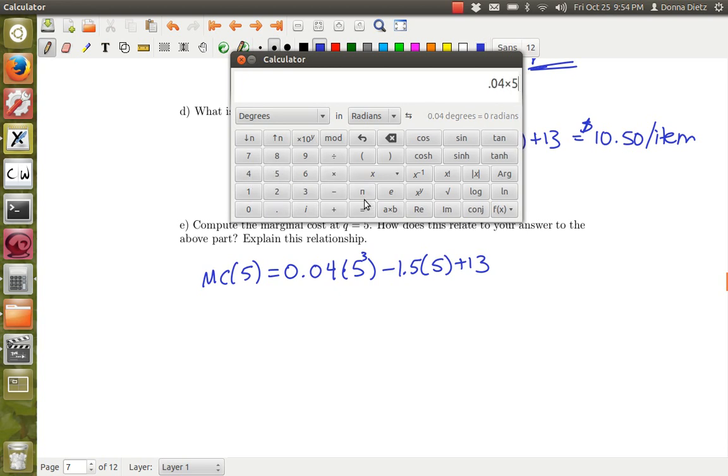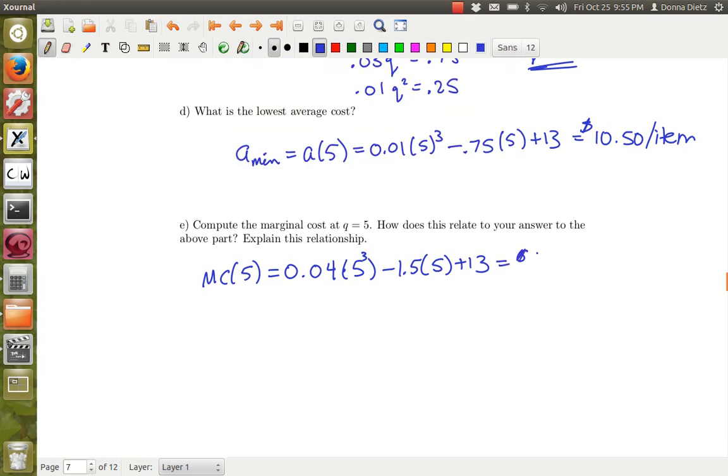0.04 times 5 to the power of 3 minus 1.5 times 5 plus 13. And we go ahead and check to see if it's typed in correctly. It is. And this should be $10.50 per item. And you may say, well, if I already knew that this was going to happen, did I have to calculate it again?